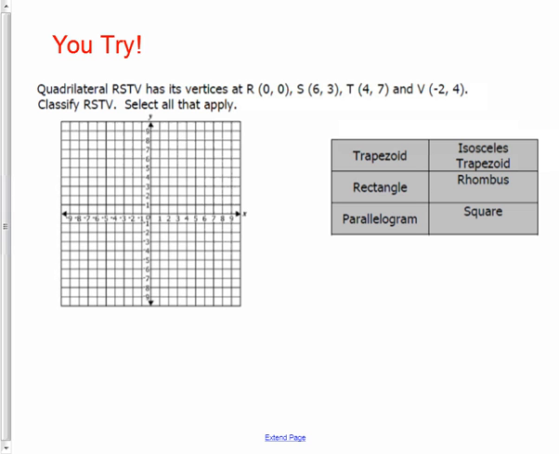All right, let's see if you can do this one. Try to plot those points and then classify what kind of shape you have: a trapezoid, isosceles trapezoid, rectangle, rhombus, square, or parallelogram.